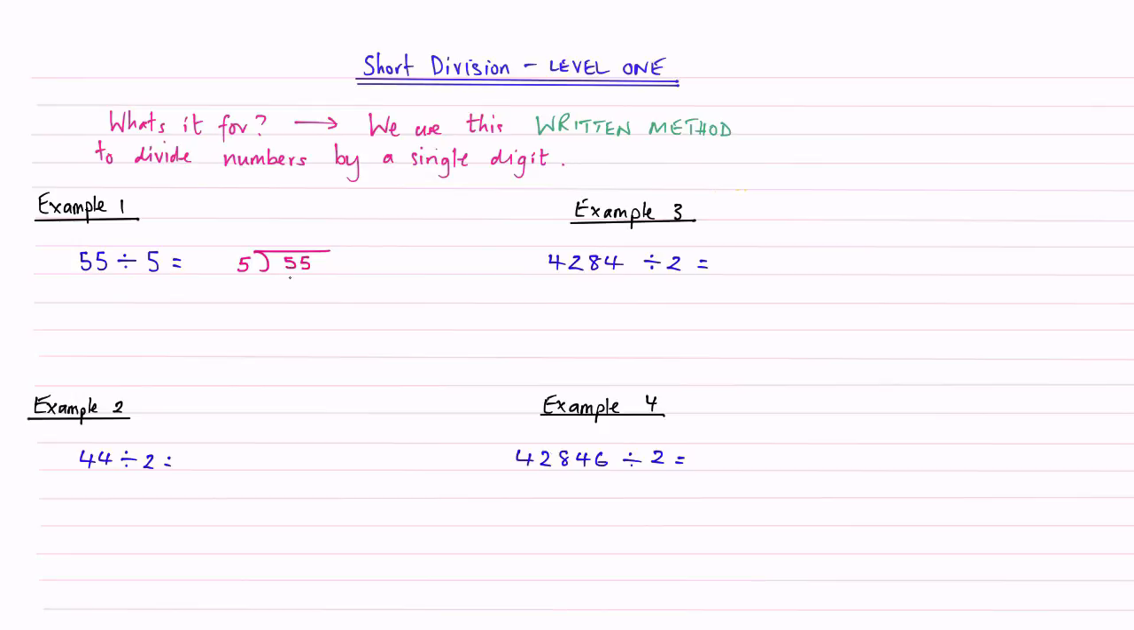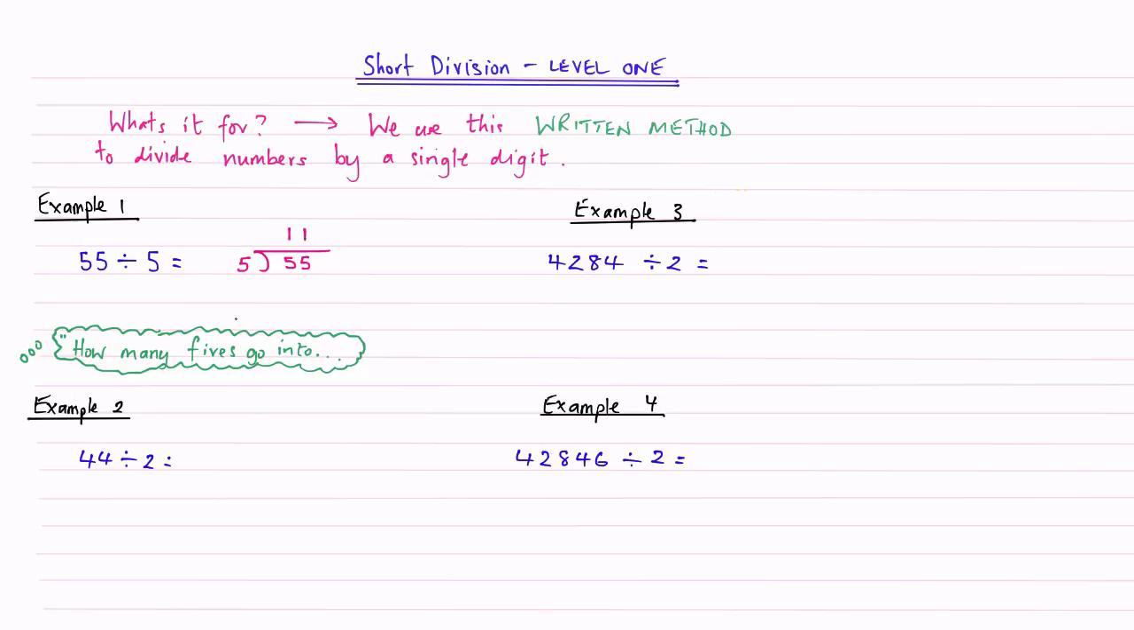So I'm going to ask myself this first question: how many 5s go into this first 5, this first digit? And the answer is 1. So that 1 goes across there. And then I've finished with this digit now. Now I'm going to move across to the second digit. How many 5s go into the second 5? And the answer is 1. And so there we are. We've used short division to help us work out our first example. So 55 divided by 5 is 11.